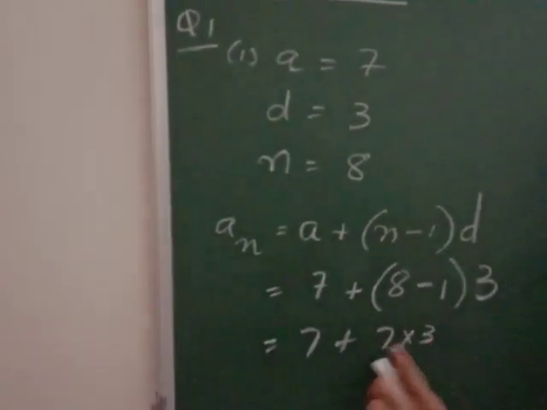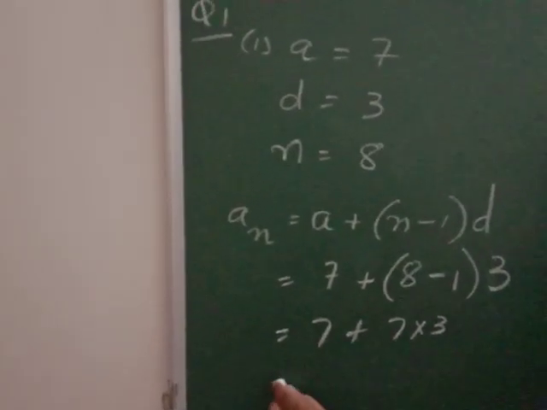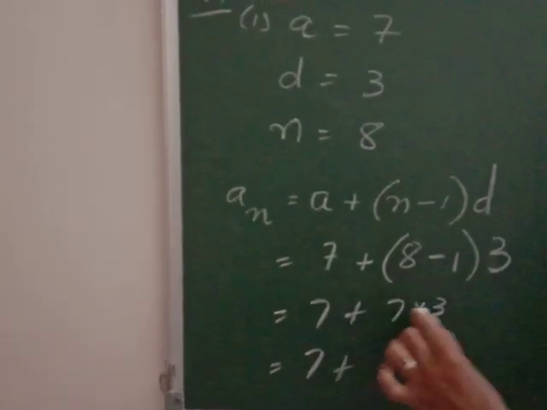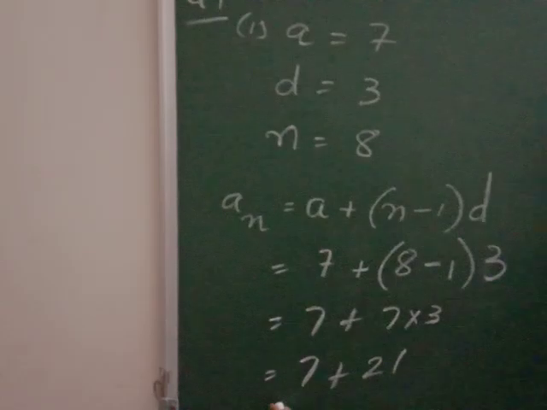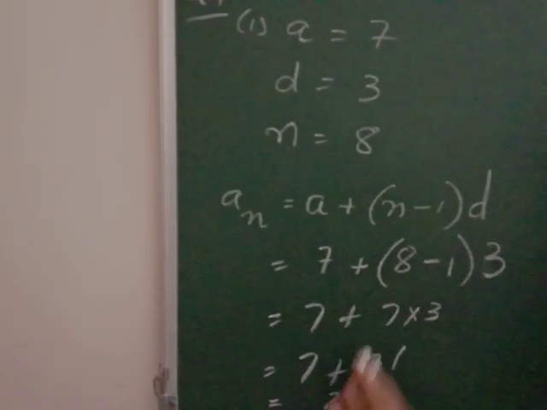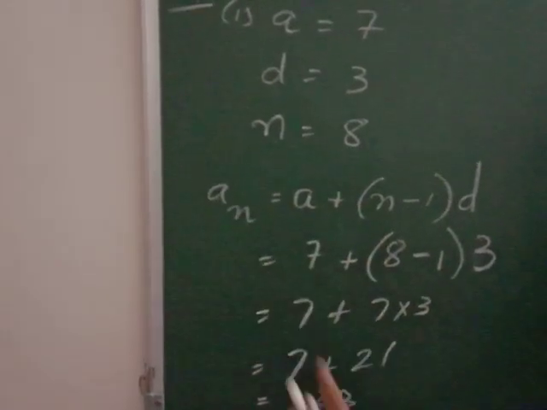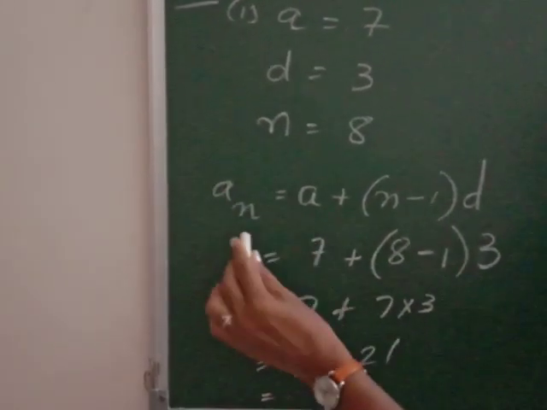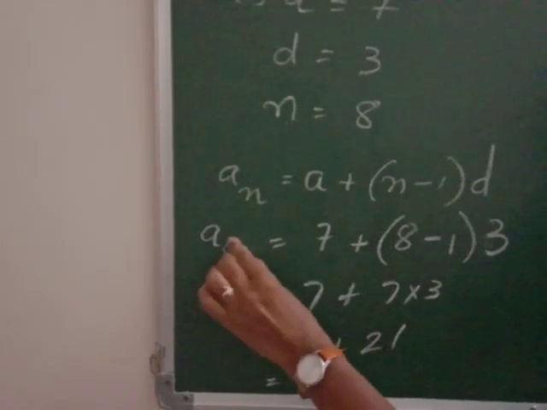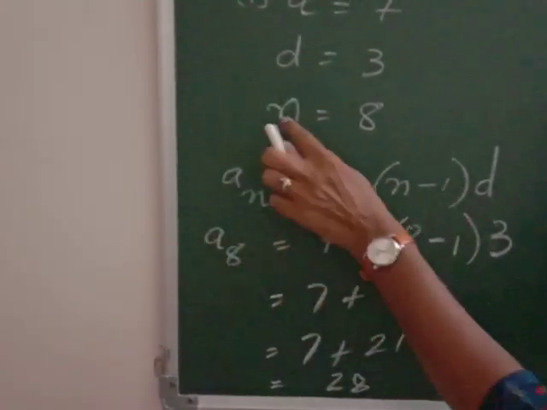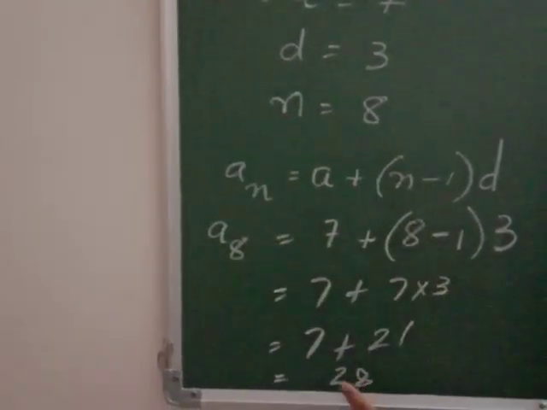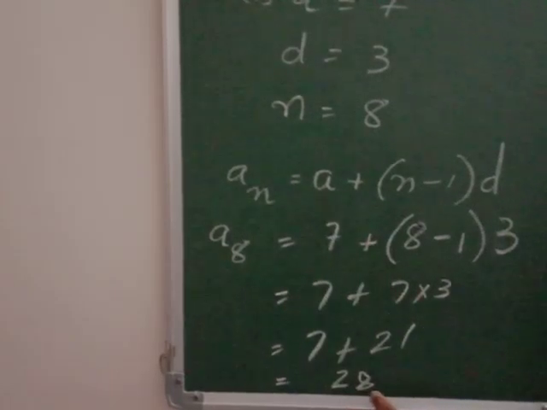So 7 plus 8 minus 1 is 7 into 3. First always do the multiplication. Don't add first. So 7 plus 7 3s are 21. So the answer is 28. So the nth term, the 8th term, is 28. So this is actually A8 because here n is 8.